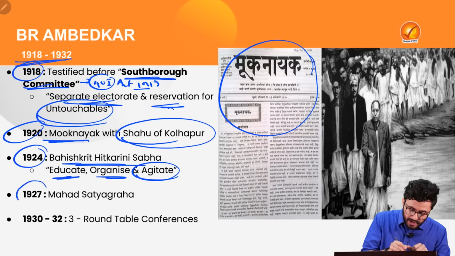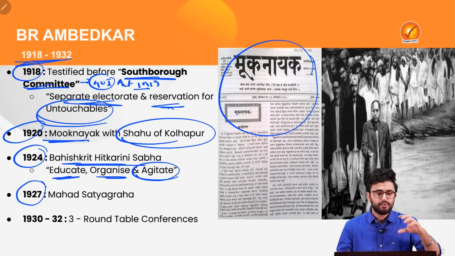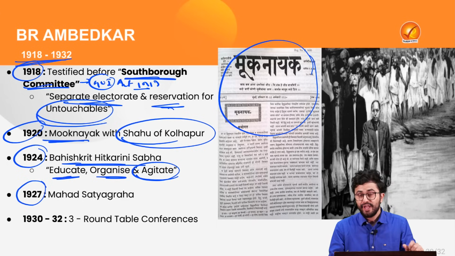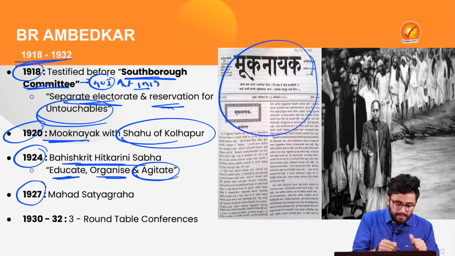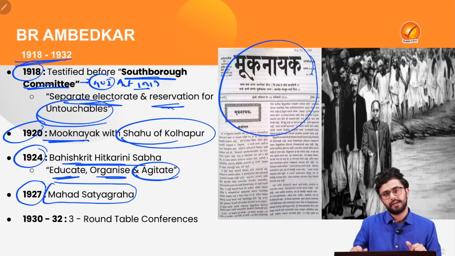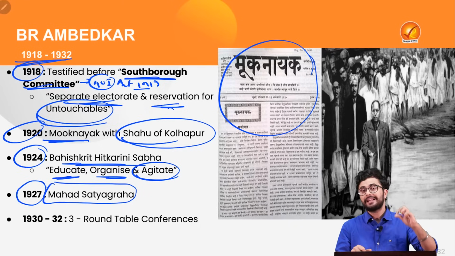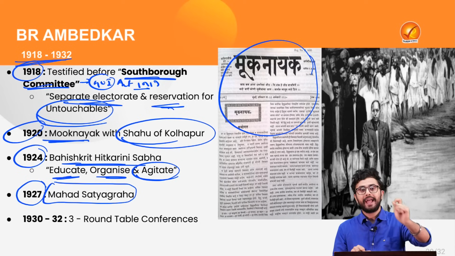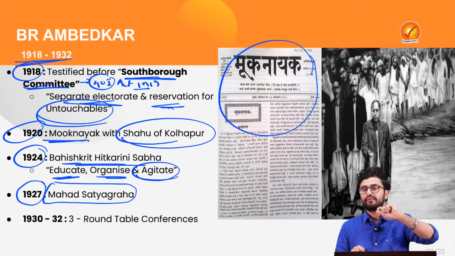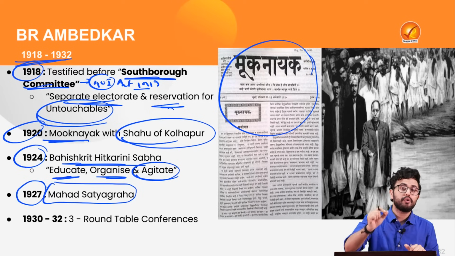Then, in the year of 1927, B.R. Ambedkar finally exploded into the scene of national politics when he launched an anti-untouchability movement in the form of Mahad Satyagraha, where the major demand was to provide the untouchables, or the people of Mahad, access to the water tank from which they were refrained, as that water tank was reserved for only upper caste people.